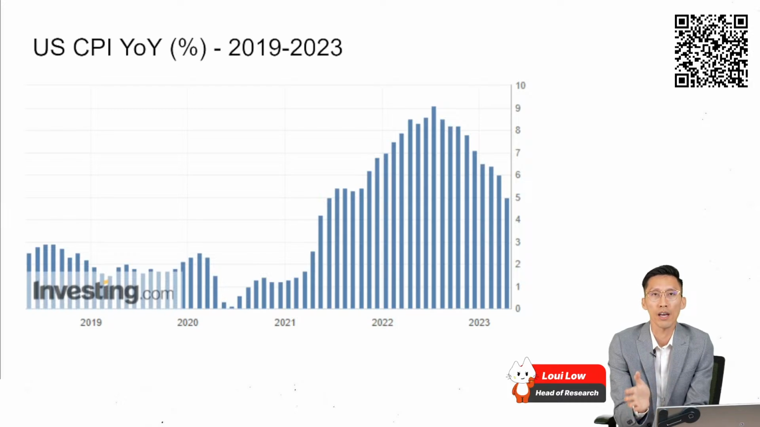So if CPI is coming off, and if you think that the Federal Reserve will take a pause and will not increase the rate anymore, then perhaps you can look into the direction of the stock market going higher.